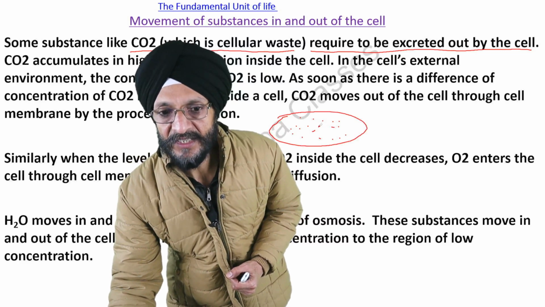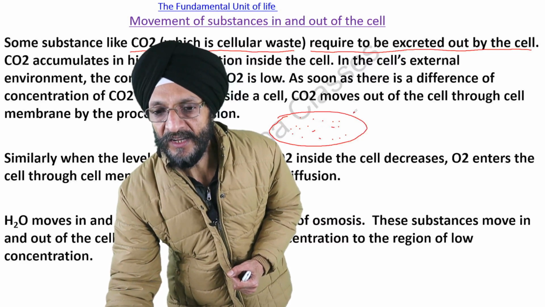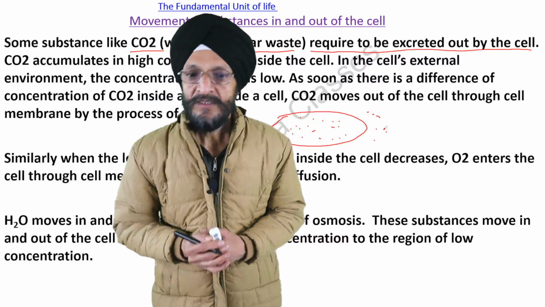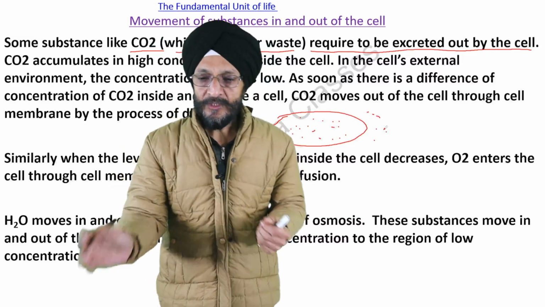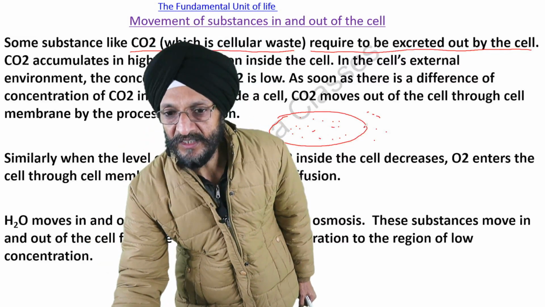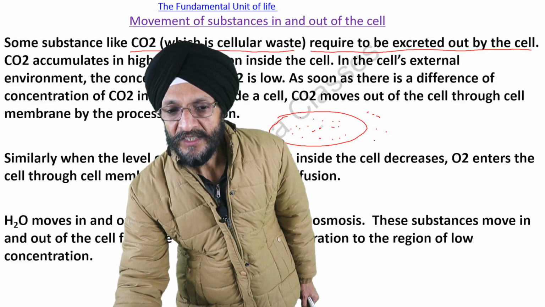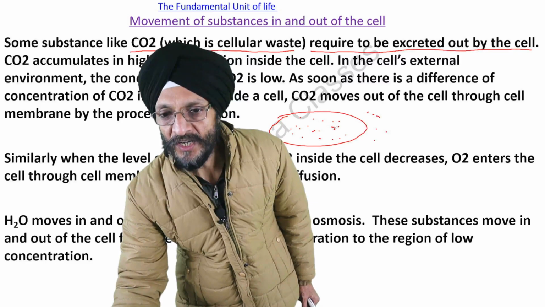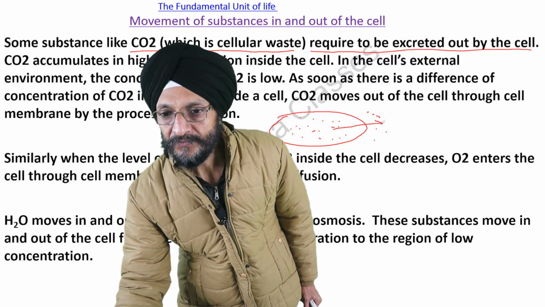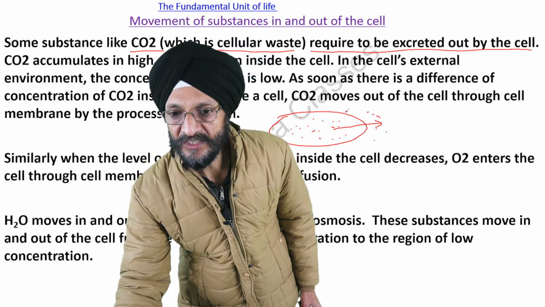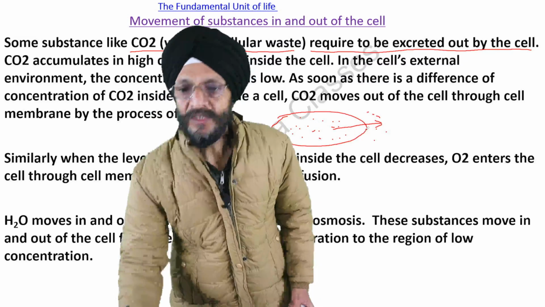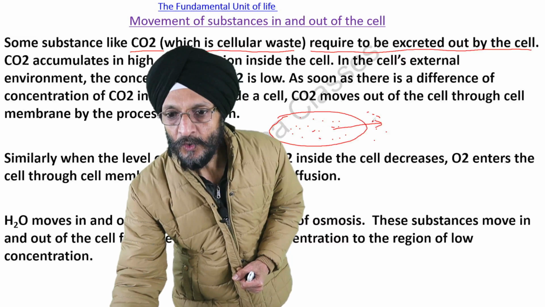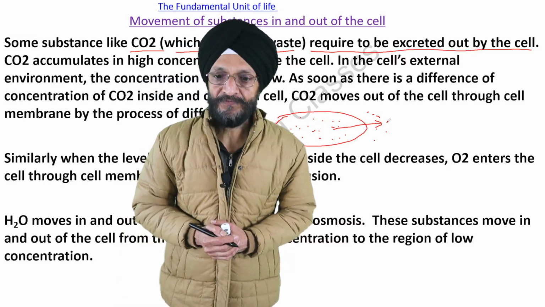And suppose carbon dioxide is in high concentration inside the cell, and outside the cell the concentration of carbon dioxide is less. As soon as there is a difference in concentration of carbon dioxide inside and outside a cell, carbon dioxide moves out of the cell through the cell membrane, by the process of diffusion, that is from the area of high concentration to the area of low concentration.